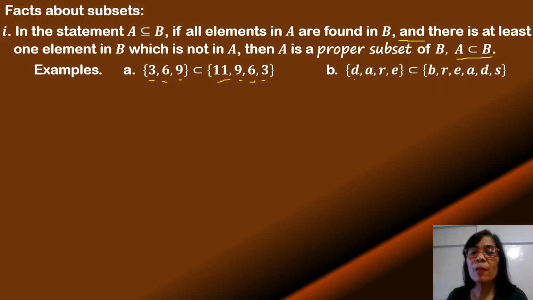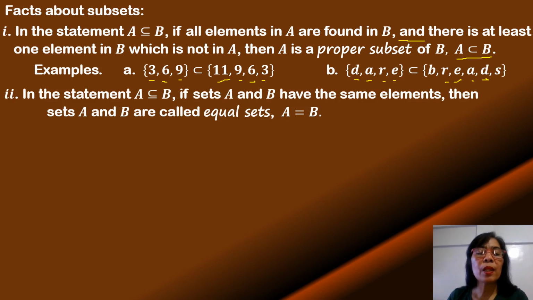So each of these elements, D, A, R, and E, is also found in the second set. And there are two elements, B and S, in the second set which are not found in the first set. Therefore, the statement is true. That is, the first set is a proper subset of the second set.